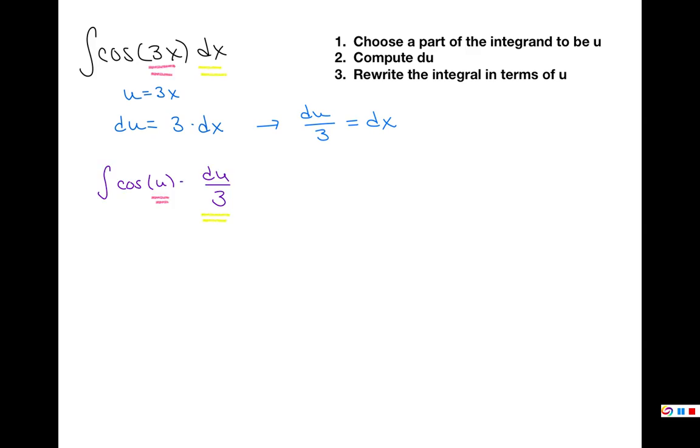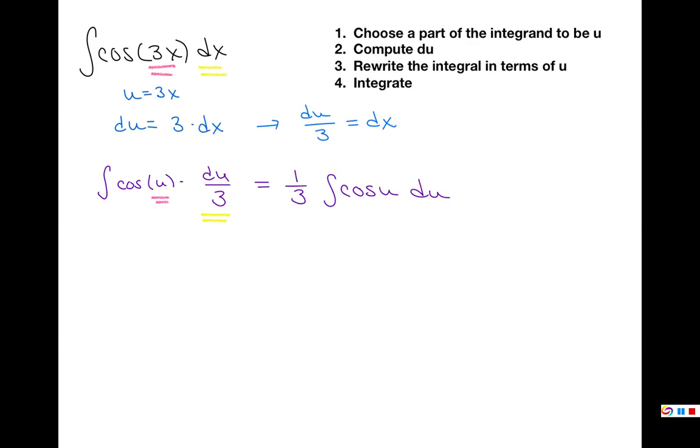Then I'm going to plug things into that integral. The 3x was my u, so I've got cosine of u. And then I'm going to replace the dx with du divided by 3. And so now I have an integral that's in terms of u only. There are no x's left. That's important. And so since the integral is in terms of u, it's now actually something that I can integrate. I can find the antiderivative of this.